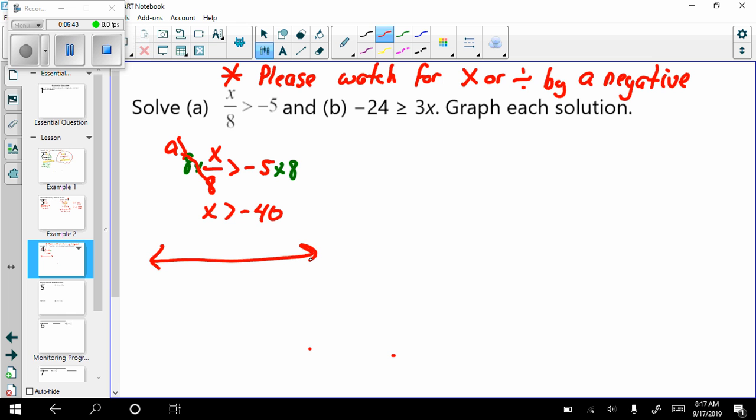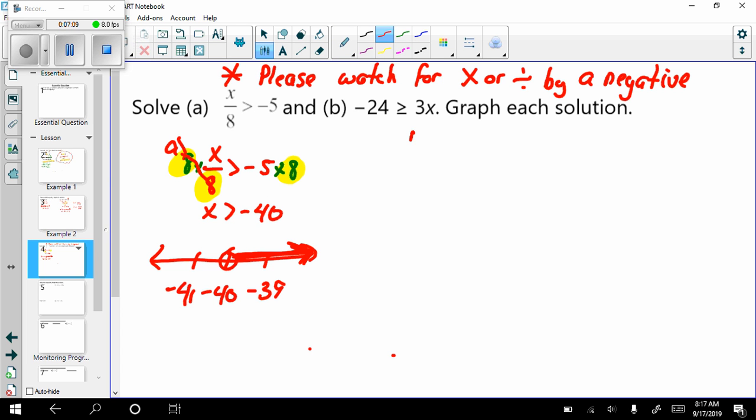This is an inequality. Here is our negative 40. We're going to go negative 41 and negative 39. We want everything greater than negative 40, so to the right. And it's an open circle. Please note that I was watching for multiplying by a negative, okay? And it wasn't negative, it was positive, so there was nothing special I had to do.